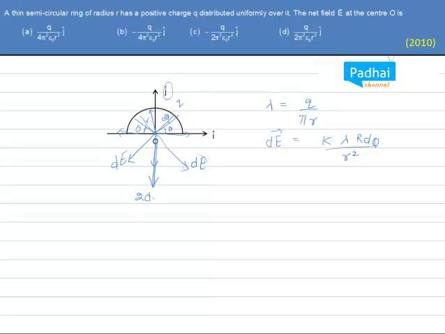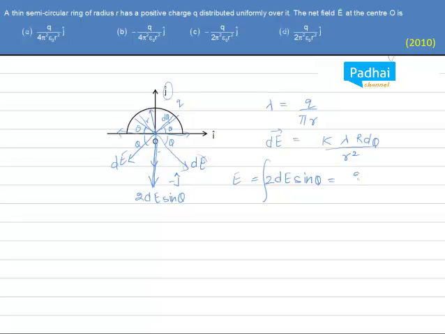It will be 2 dE sine theta basically, because if this is theta, this will be theta, directly opposite angles. So this will be 90 minus theta, or I can write this component will be 2 dE sine theta. So this will be the net electric field, and it will be along minus j cap direction. So if I now know that it will be along minus j cap, I can easily eliminate option D and option A.